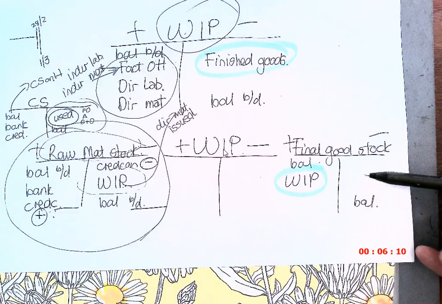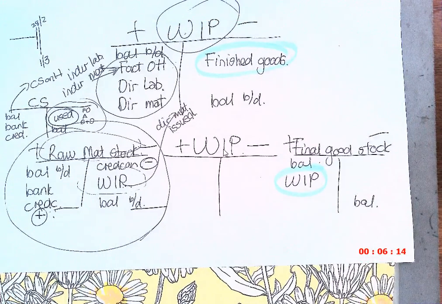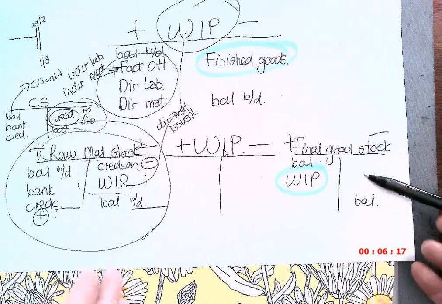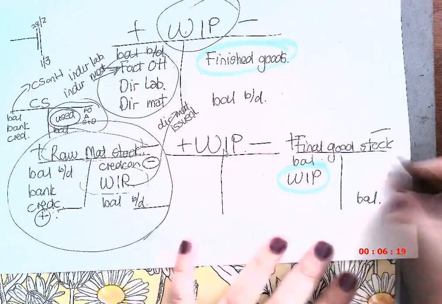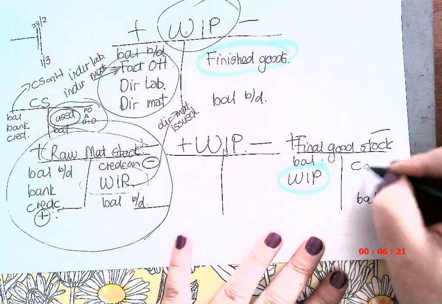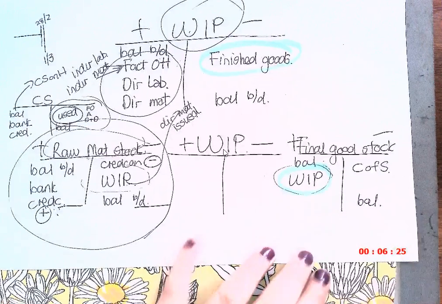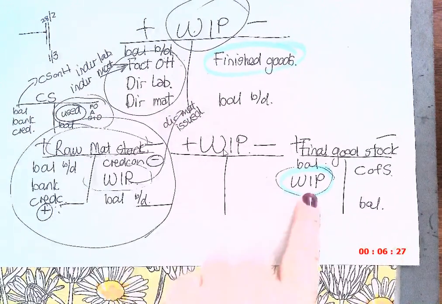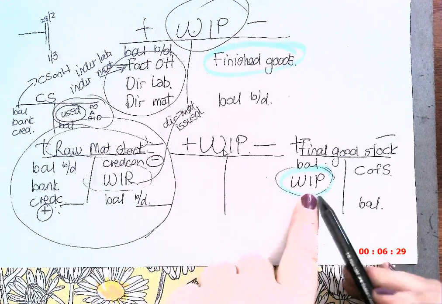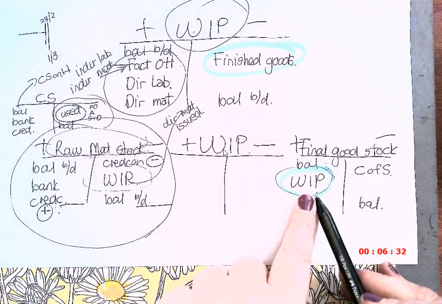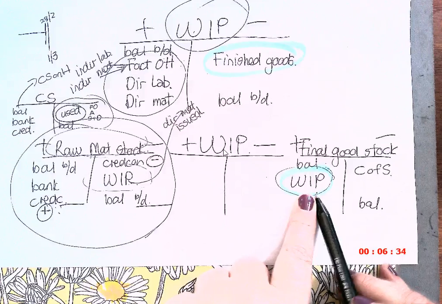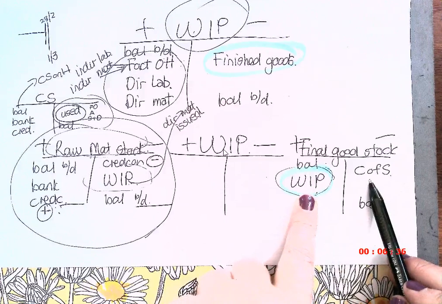And now I'm asking you, what am I going to put this on? Cost of sales. Why not sales? Because the work in process, the finished goods that went there, this is at the cost price, the price they cost me to make. So I show the cost of sales on that side.